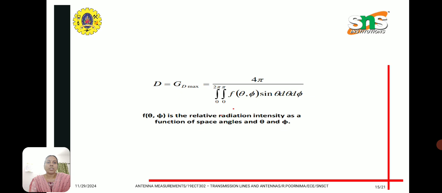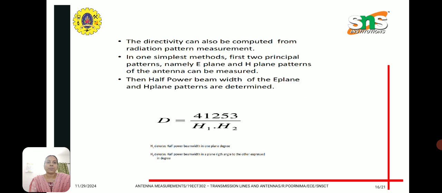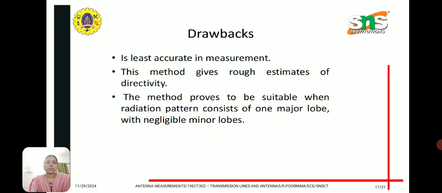It can be expressed in terms of this relation, where it is given by 4 pi divided by the integral of f of theta comma phi sin theta d theta d phi. Here f is the relative radiation intensity as a function of space angles theta and phi. The directivity can also be computed from radiation pattern measurements, where the two principal patterns, the E-plane and H-plane patterns, are measured. Then the half power beam widths of the E-plane and H-plane are determined, and directivity is given by 41,253 divided by H1 H2. These are the half power beam width values.